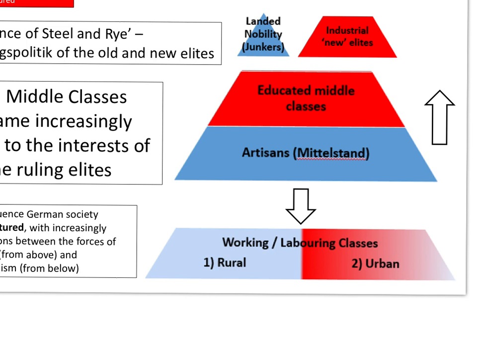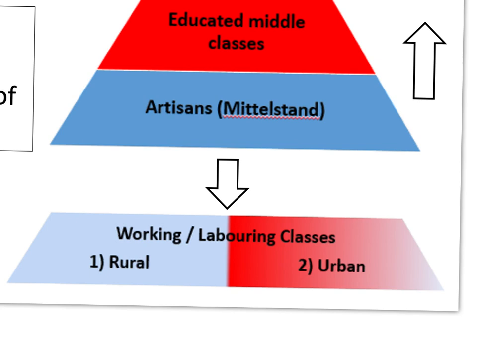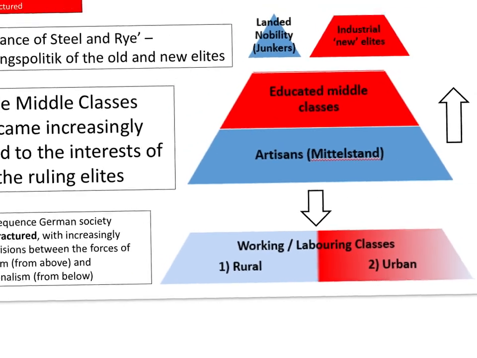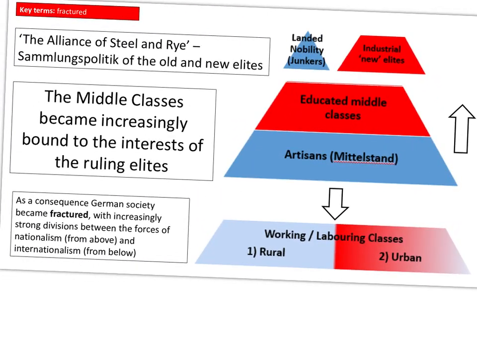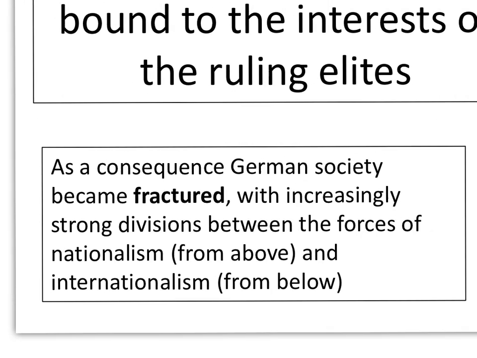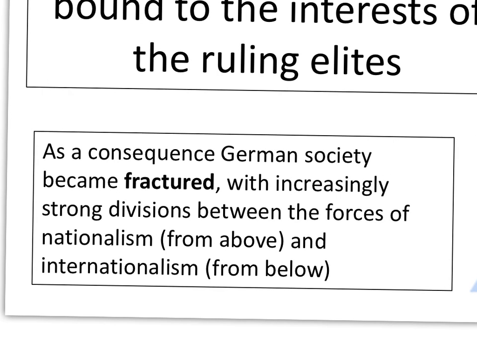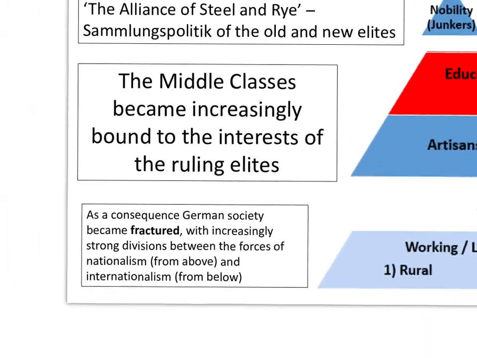And the point we're making is, actually in Germany, the socialists were not really that radical. All they wanted to do was to work with the middle and the upper classes, and discuss change through passing laws through the Reichstag, through Parliament. But Bismarck's strategy, in a sense, heightened the divisions. It introduced what we call a fracturing of society, increasingly strong divisions between the forces of nationalism, which was supported by the middle classes and the upper classes, and the forces of internationalism, which were supported by the working classes.